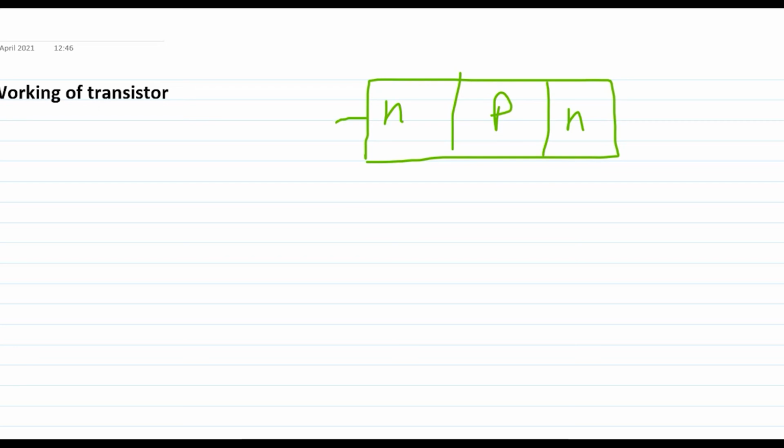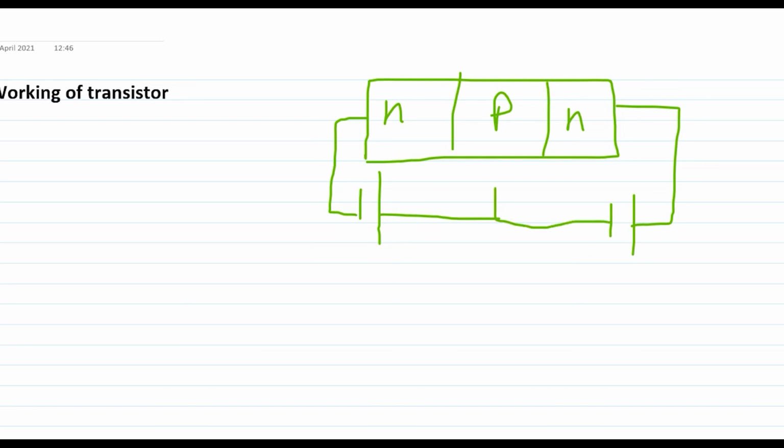In an NPN, we know the emitter is always forward biased, so it has such a circuit. The collector is negatively biased, or reverse biased, so it will also have this kind of circuit, and it will connect to the base. Please remember that this is the emitter, this is the base, this is the collector.